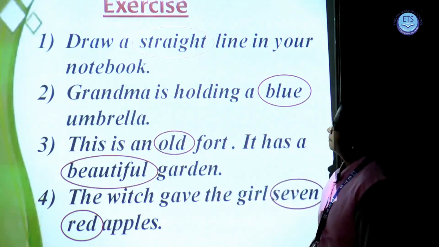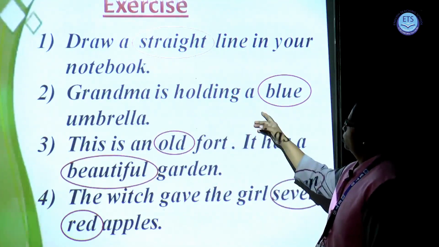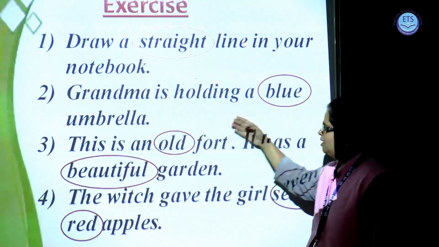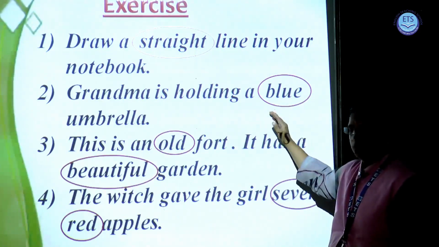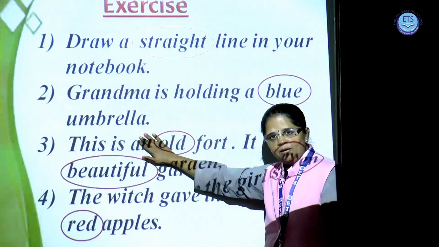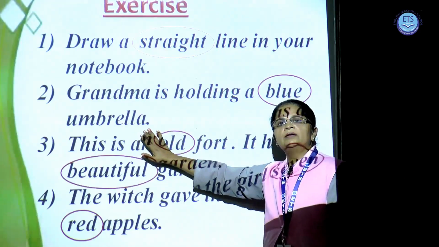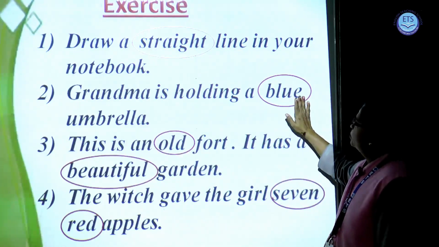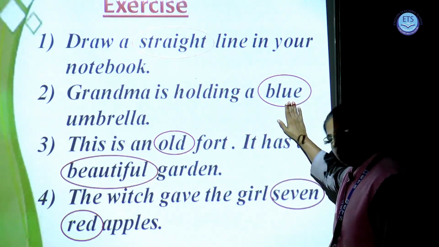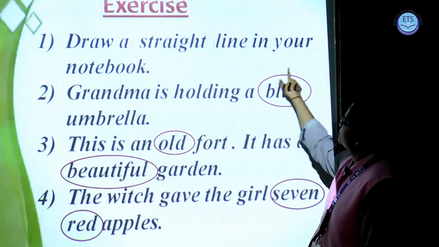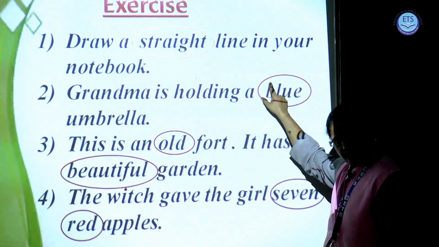Number two, grandma is holding a blue umbrella. As I explained before also, grandma is holding an umbrella. But how is the umbrella? The umbrella is blue in color. So, blue tells us something more about the umbrella. So, blue becomes an adjective.